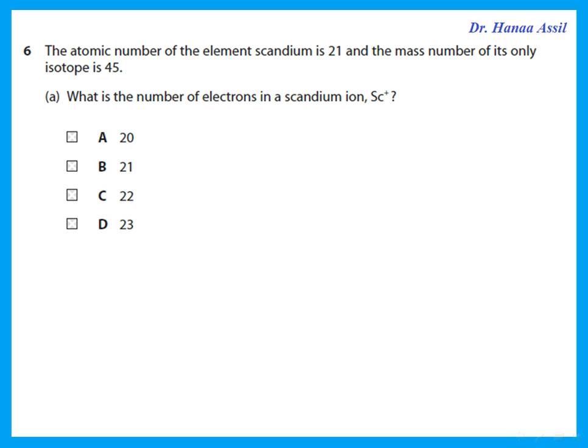The atomic number of scandium is 21. The mass number is 45. What is the number of electrons in scandium plus 1? Now, is the number of electrons from the atomic number or the mass number? It's from the atomic number. He gives me the atomic number is 21, but this is scandium plus. That means it has lost 1 electron, and that means the number of electrons in scandium plus is 20.